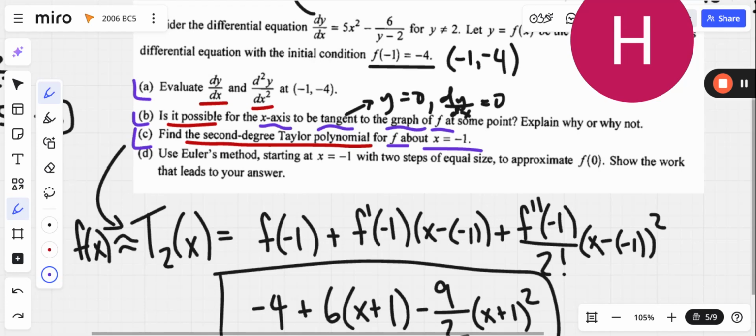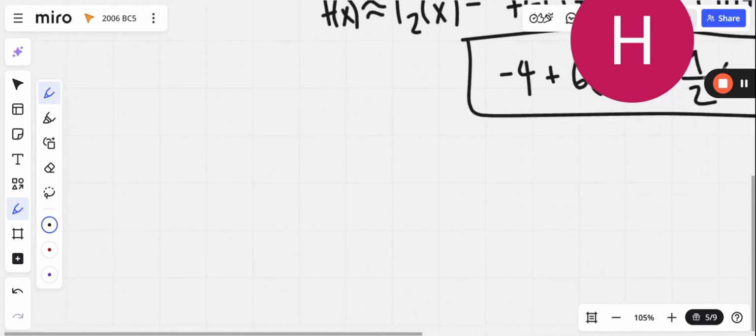Okay, part D, which is the more labor-intensive part, says use Euler's method starting at x equals -1 with two steps of equal size to approximate f of 0. So this is a method of using a tangent line, but then kind of adjusting the tangent line as we go. So let's start off with what we know for sure.